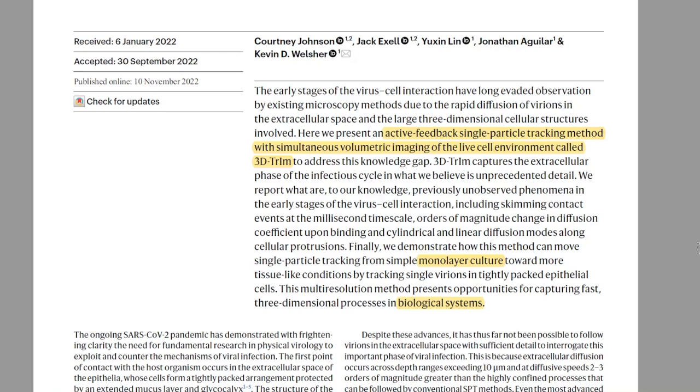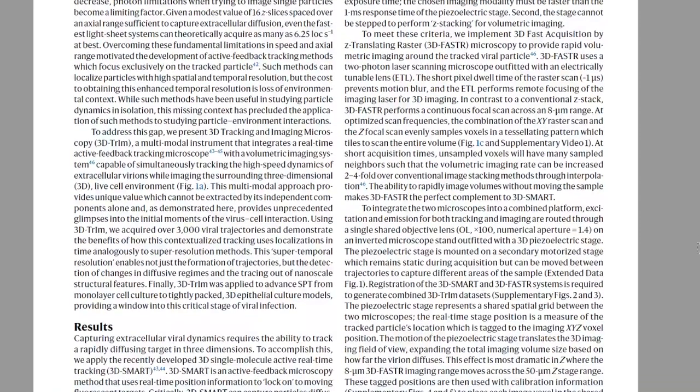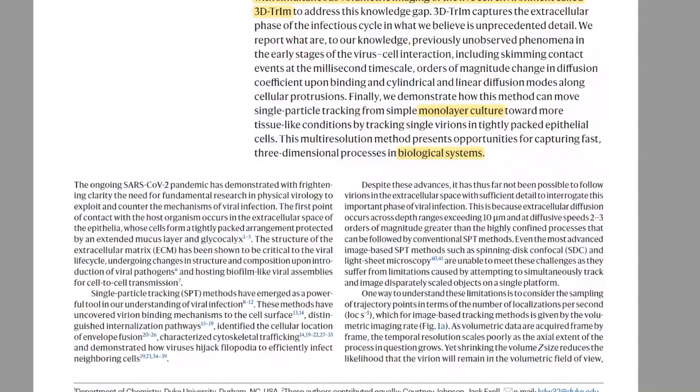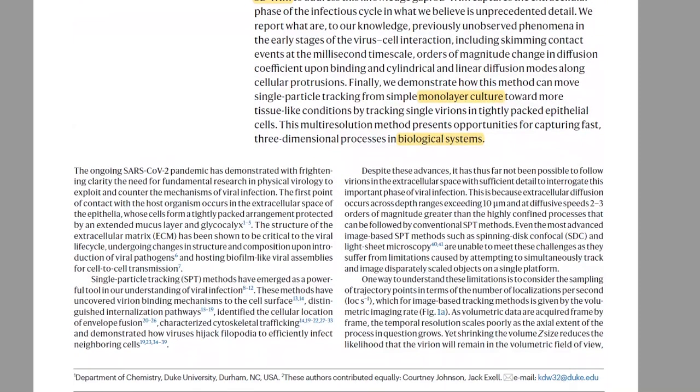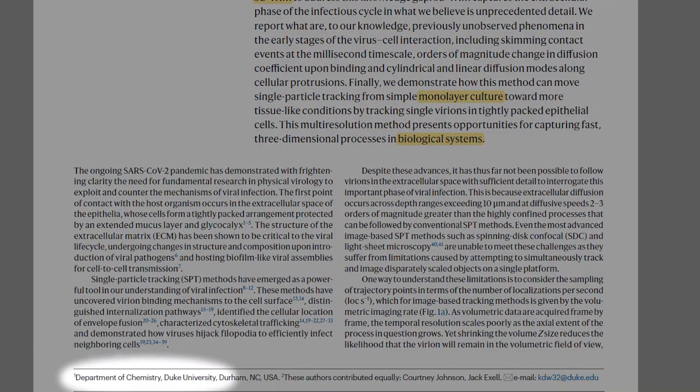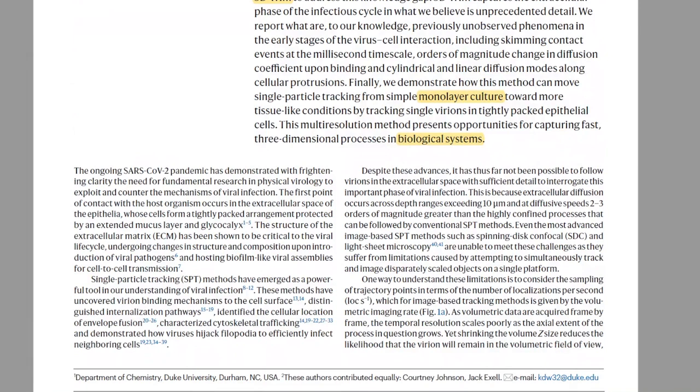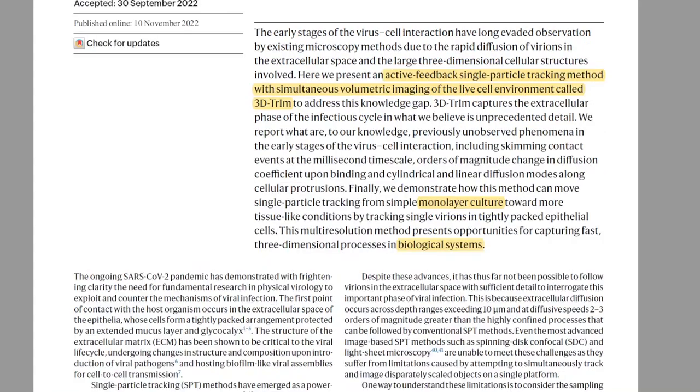The other thing of note, which is very interesting here, is if we look at the very bottom of this page, you see that the authors are from the Department of Chemistry at Duke University. So they are not from biology, they are not virologists who study biological phenomenon. They're chemists who study chemical phenomenon. So it's kind of interesting that they would be doing this type of experiment.